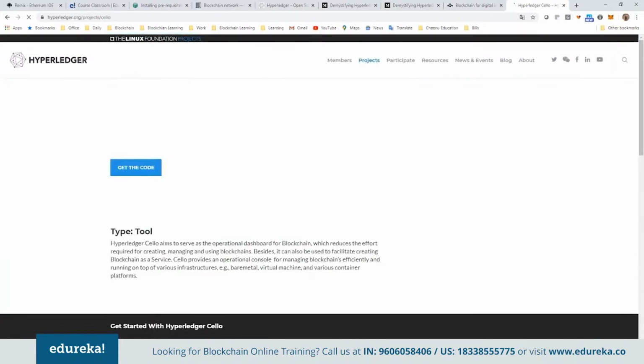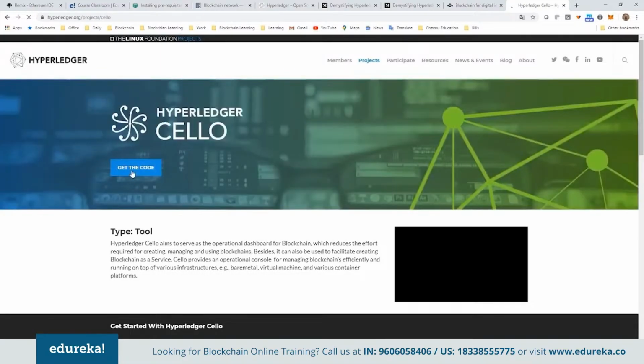Then Hyperledger Explorer is the same as Bitcoin Explorer. Again, in order to use this, you will need to compile and run it. You cannot get an executable or a directly installable binary. This is Hyperledger Explorer. You will need to get the code, which will direct you to GitHub. Then you will need to compile and run it.